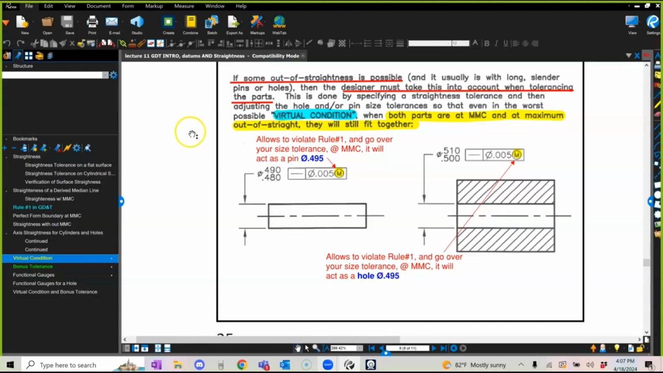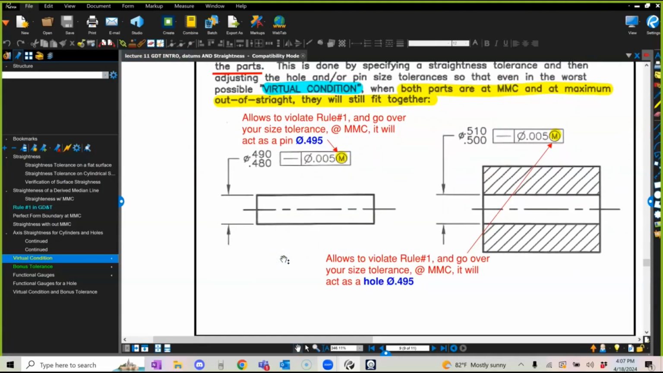Okay. So you guys will notice here that if I were to look at the worst case condition, the biggest I could get is the size plus my geometry imperfection, to give me 0.495. And my hole will be the smallest I can get, which is MMC, minus the geometric imperfection, to give me 0.495. At this point in time, even at the worst case condition, I will still be okay.